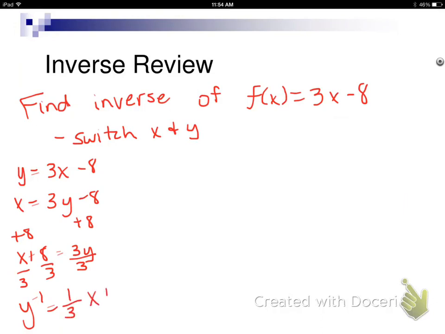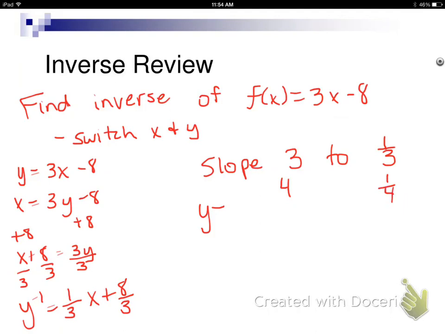Now, I also taught you how to do it on a calculator, so we're going to look at that in just a second. So the slope, notice the slope goes from 3 to 1/3. So that is something that will happen every time. So if the slope was 4, then the inverse slope would be 1/4. If the slope was negative 3/5, then the inverse slope would be positive 5/3. So that happens every time. The y-intercept, however, has no real relationship from the original to the inverse. So you just have to find it. So no real relationship.